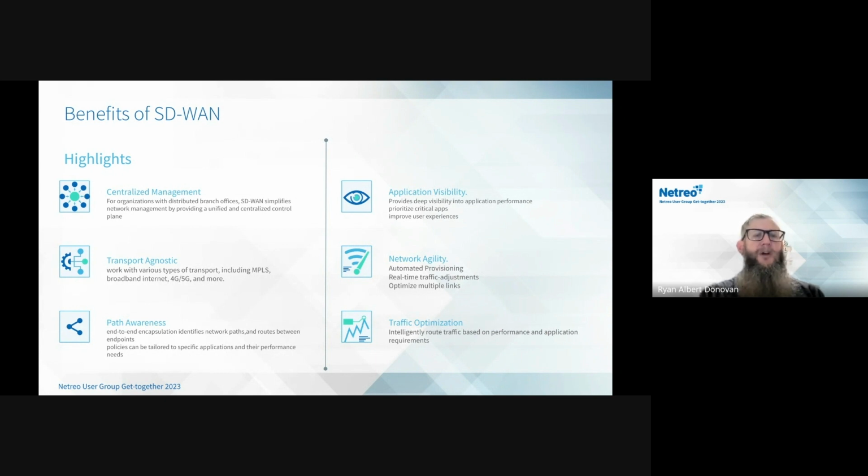Network agility. One of the primary advantages of SD-WAN is its ability to enhance network agility. Traditional WANs often require manual configuration changes, which can be time-consuming. SD-WAN, on the other hand, enables automated provisioning and real-time adjustments to network traffic.